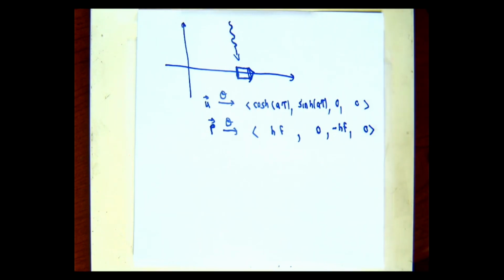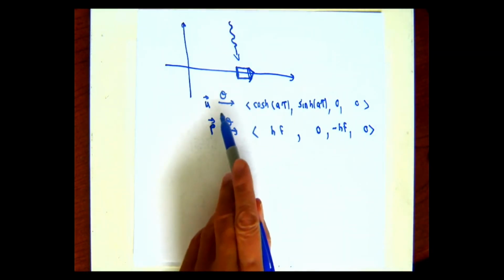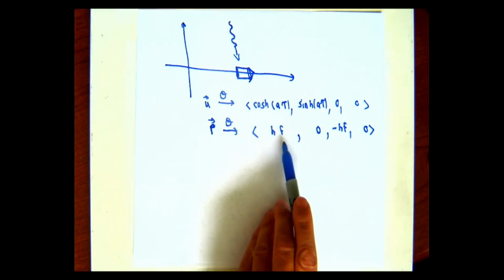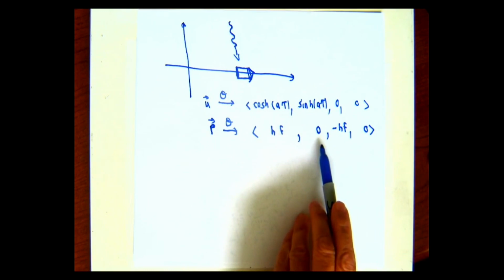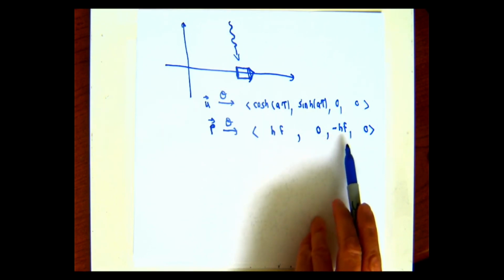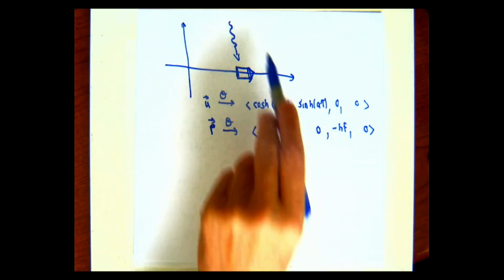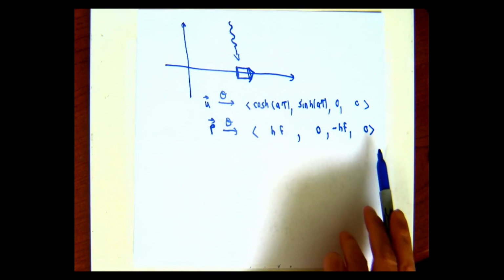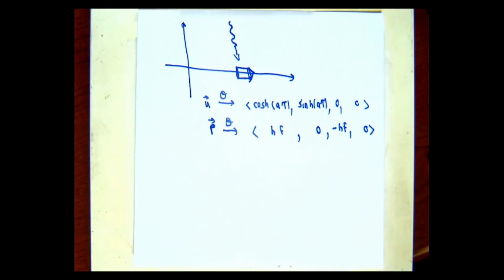Fred's forward velocity is still given by this formula. The forward momentum of the photon, though, will be different. The energy is still h times f, but there is no motion in the x direction, so this component is 0. The momentum in the y direction is negative hf because y is decreasing, and the z motion is 0.